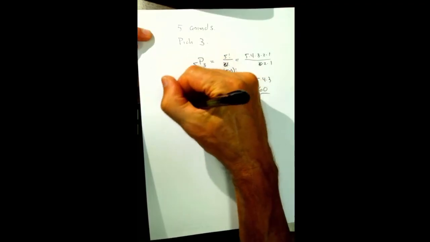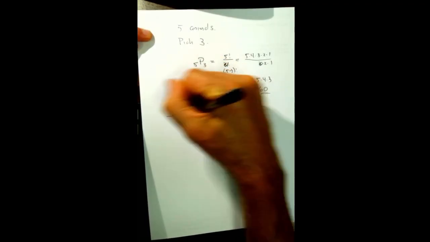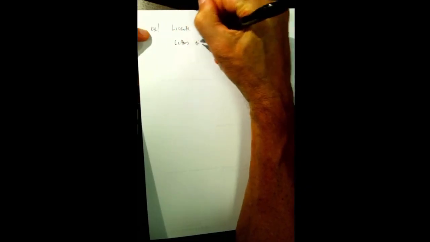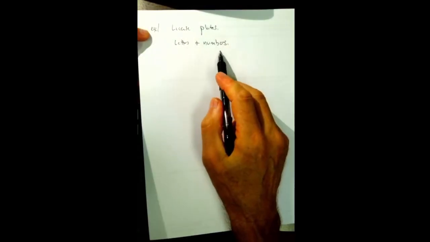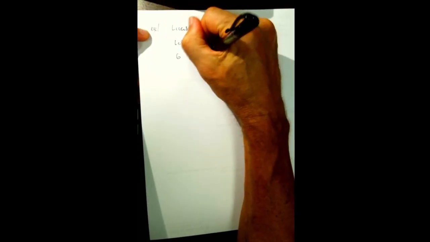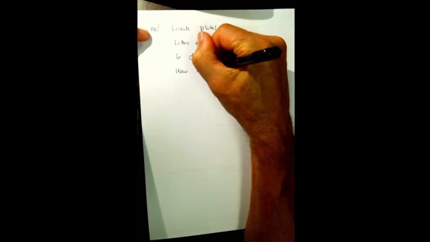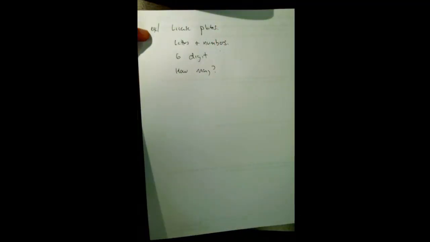Okay, now it's really important to be careful and read questions very carefully. So for example, suppose we have license plates. And a license plate is made up of a combination of letters or numbers. Let's just assume, just for fun, that we have 6 digits. The question is how many? So first of all, this is not a well posed problem. There's many ways to interpret this.